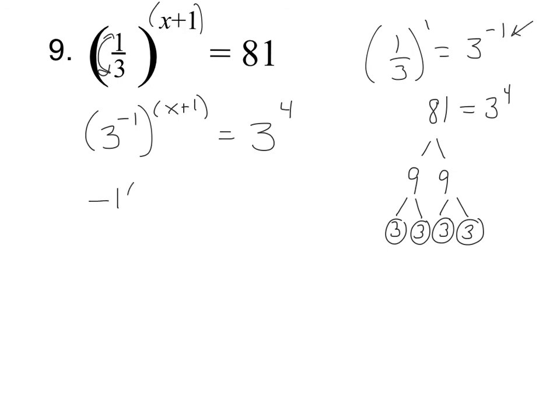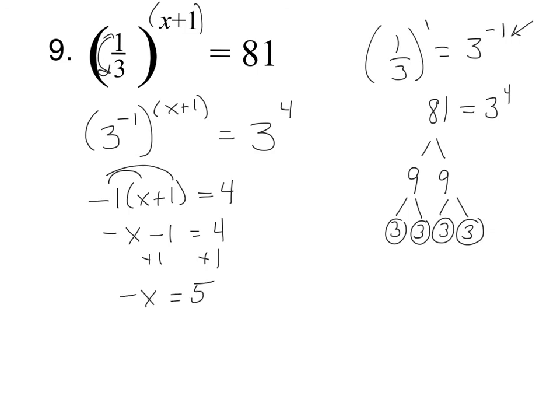So what I end up with is negative 1, parenthesis x plus 1, equals 4. So I'll distribute the negative 1. So negative x minus 1 equals 4. I will add 1 to both sides. So I get negative x equals 5. And then I'll divide both sides by negative 1. So x will equal negative 5.